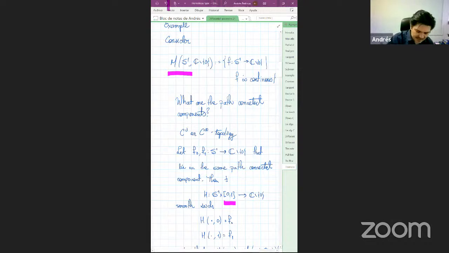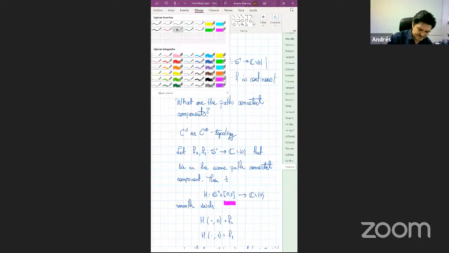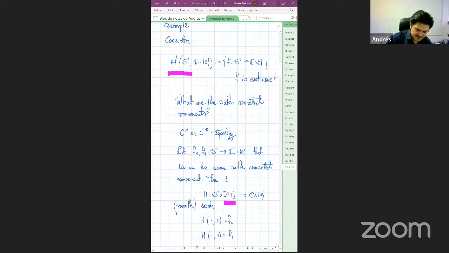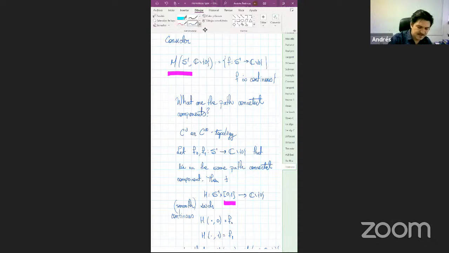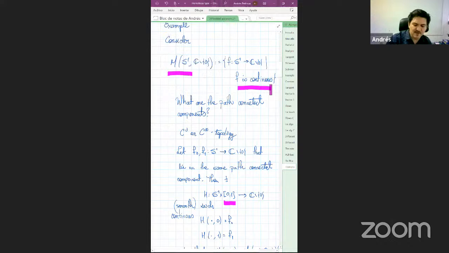Well, I wrote here smooth, but let's do it correctly here: continuous. Because I'm talking about continuous functions. If I talk about the space of smooth functions, I will require the function h to be smooth.